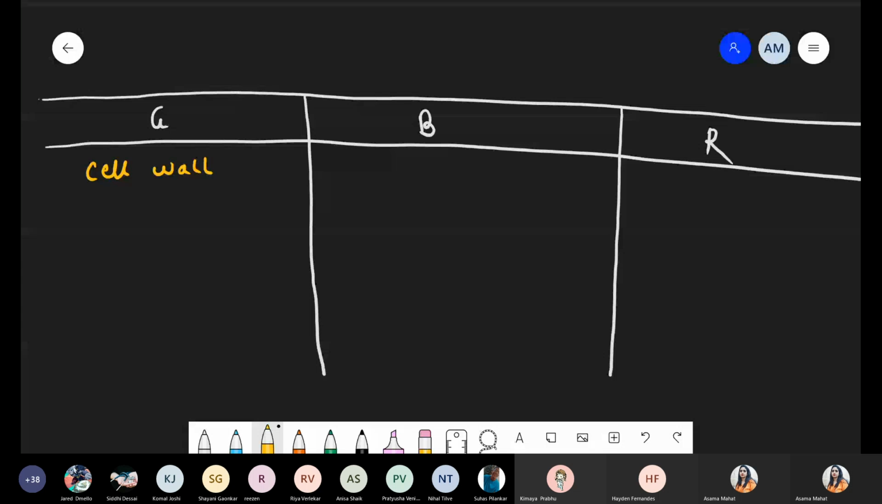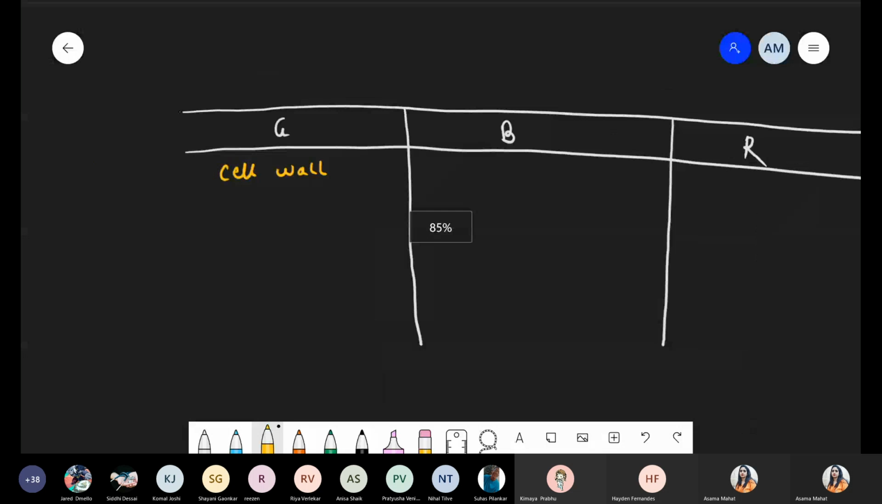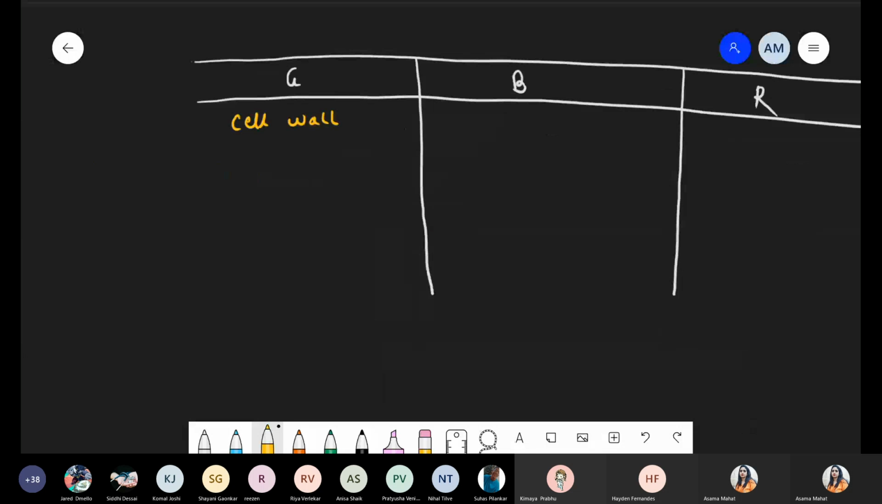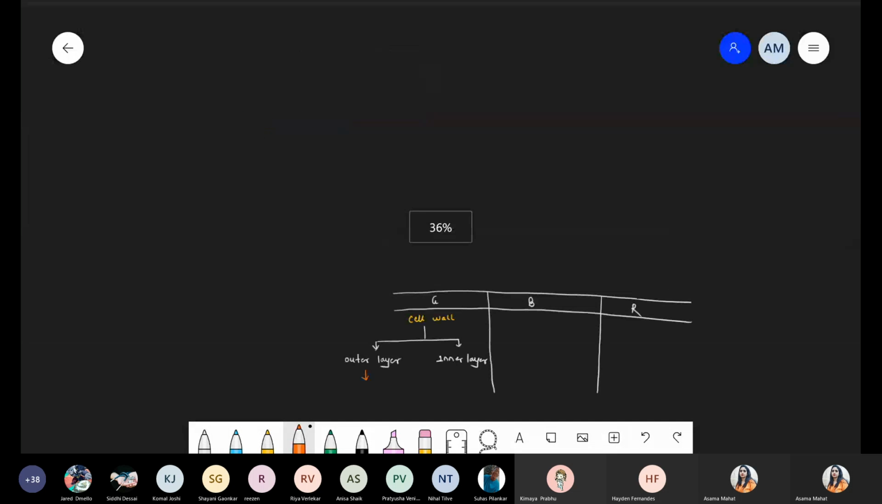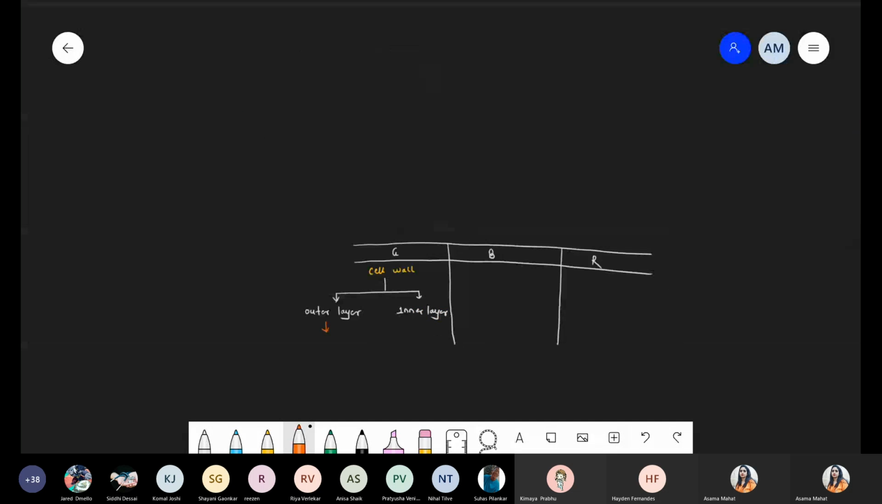So first of all, we are talking about the cell wall which is present in the case of green algae. Whenever we are talking about the cell wall, it has two layers, the outer layer and the inner layer. There is a presence of two layers, number one the outer layer and number two the inner layer. Whenever we are talking about the outer layer, it is made up of simply pectin.